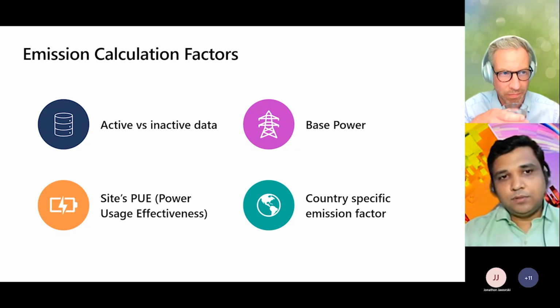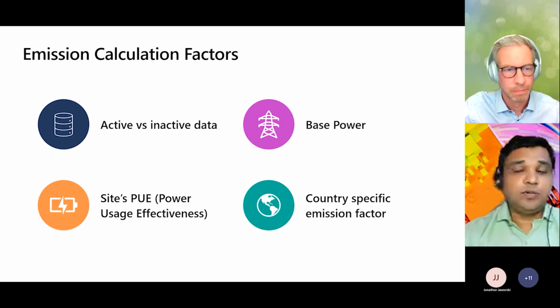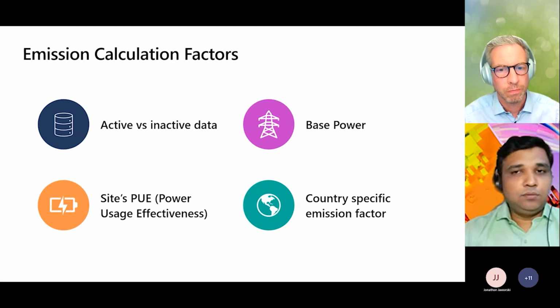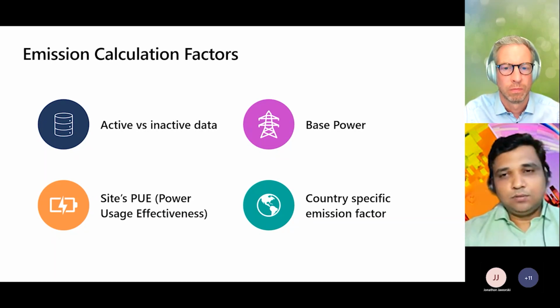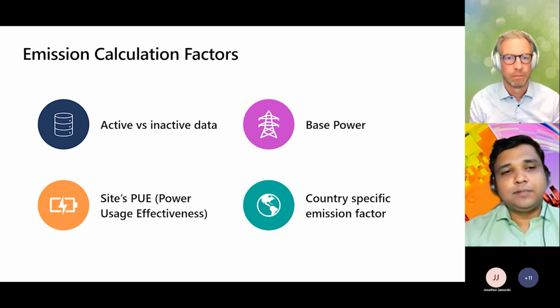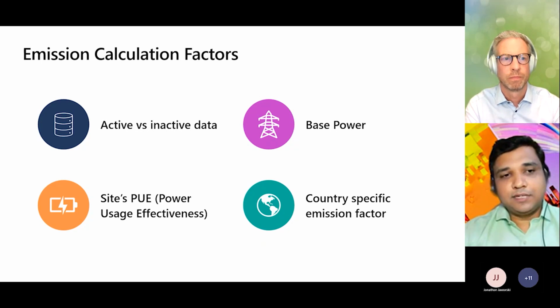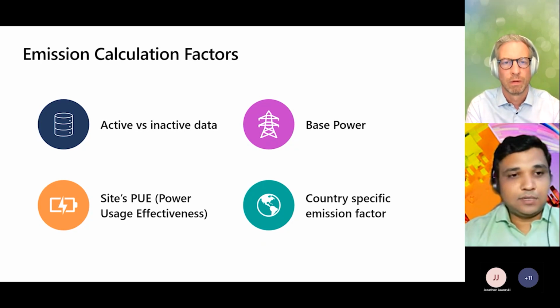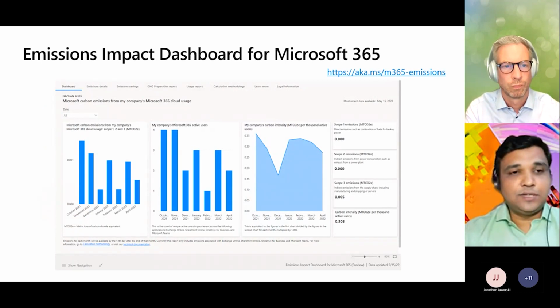So what if you want to know where and how you or your organization is contributing to all of this? Do we have to do this calculation on our own? Do we need to go find out all these factors? The answer is probably no, because we have the carbon emission impact dashboard available from Microsoft, which is a Power BI application to help everyone understand the carbon emissions associated with their cloud storage. So let us have a look at that emission impact dashboard.